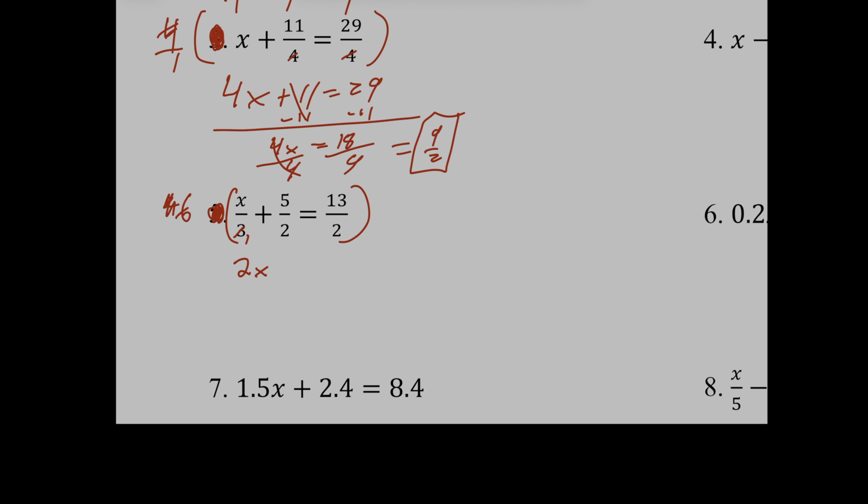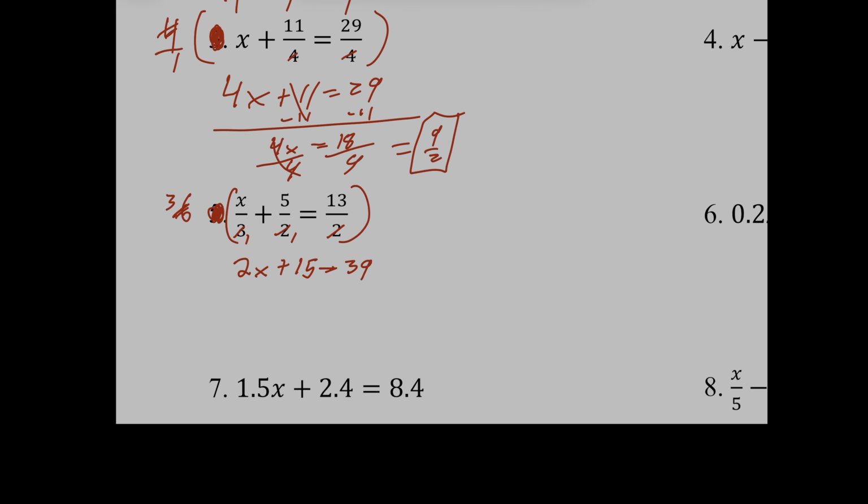All right, now, let me erase that part. Let me deal with now the second fraction. I got a plus. 2 goes in once. 2 goes in here 3 times. 3 times 5 is 15. Now I'm going to deal with this last one. 2 goes in here once. 2 goes in here 3 times. 3 times 13 is going to be 39.